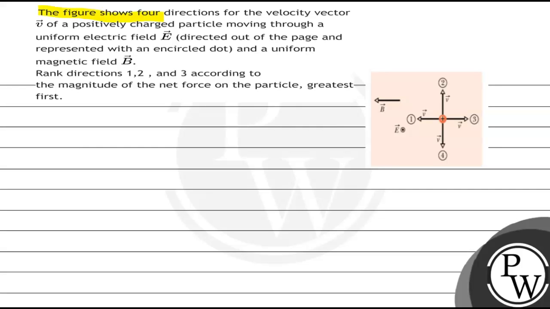The figure shows four directions for the velocity vector v of a positive charged particle moving through a uniform electric field E directed out of the page, represented with the encircled dot, and a uniform magnetic field B vector. Rank directions 1, 2 and 3 according to the magnitude of the net force on the particle, greatest first.